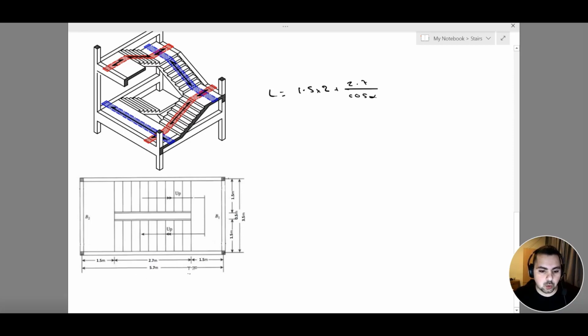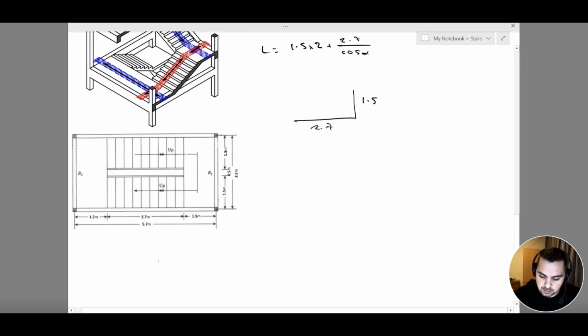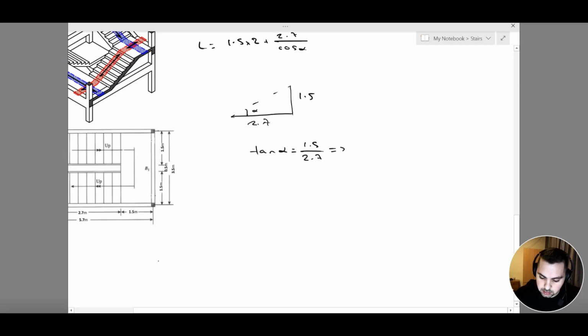Now, why did I go for 2.7 over cosine alpha, and what is alpha? So to find alpha, basically, we have this as 2.7 from my image, and we have this as 1.5. So tan alpha equals 1.5 over 2.7. So if I want to find alpha, alpha equals 30 degrees, which is tan inverse of 1.5 over 2.7.